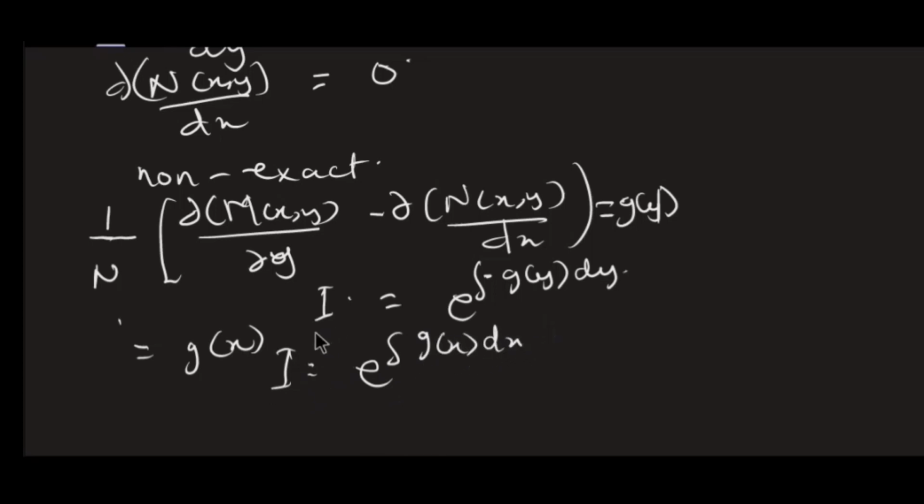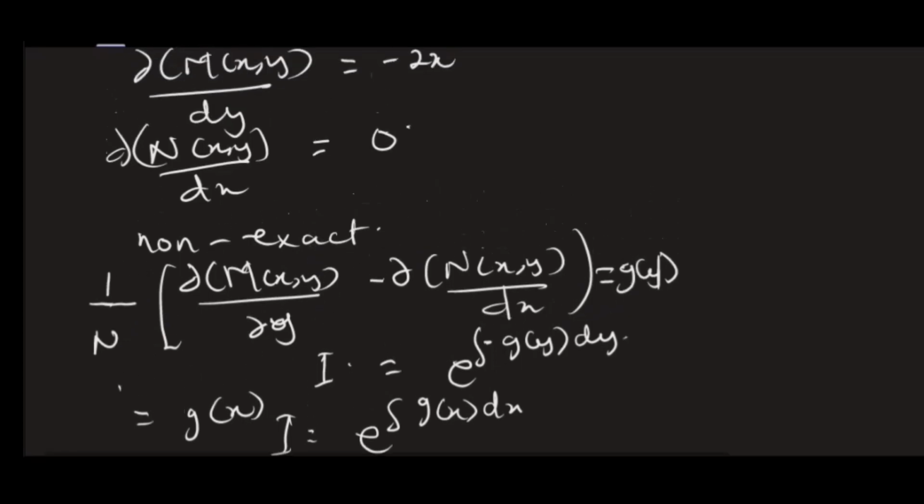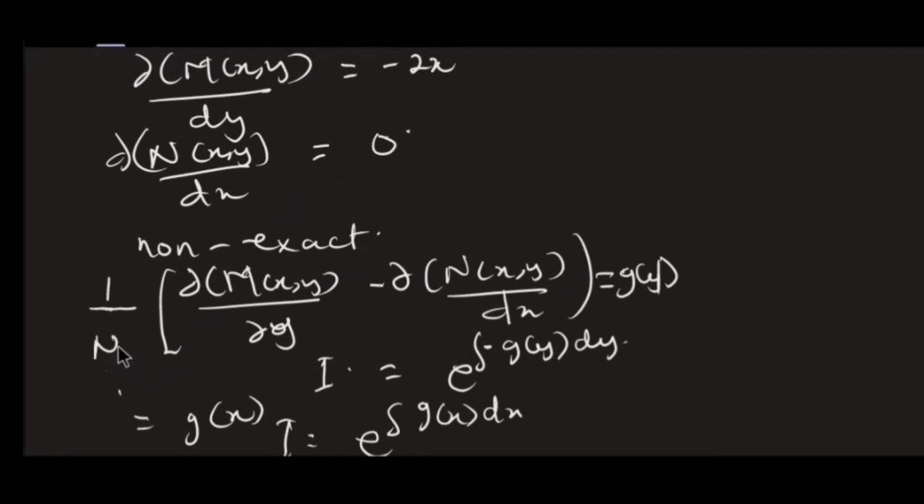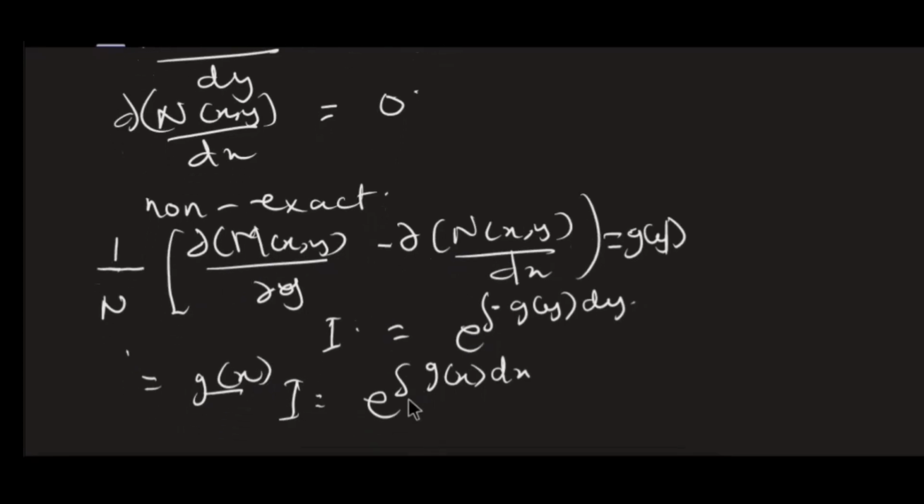So take note, if here becomes 1 over n, where n is a function attached to the y, it's expected that it will cancel the y term. Sorry, if here becomes 1 over n, we are expecting that it will cancel the y term and it will be left with the function of x alone, and the integrating factor becomes e to the power integral g of x. But if here becomes m, then it will cancel the terms which are x. So for that reason, you should get a function purely in terms of y, and this becomes the integrating factor.